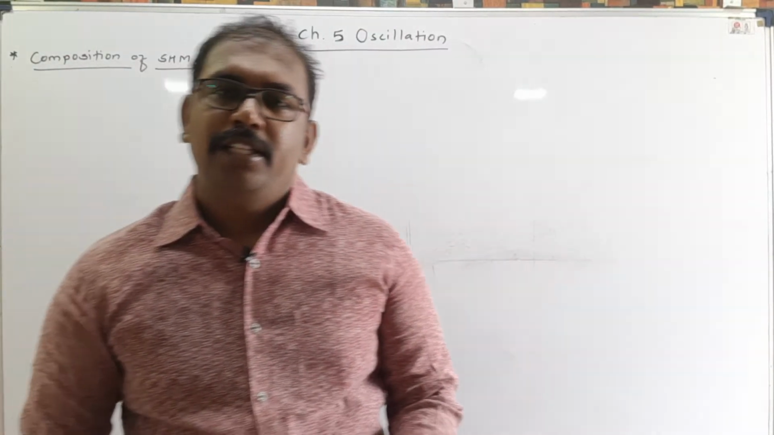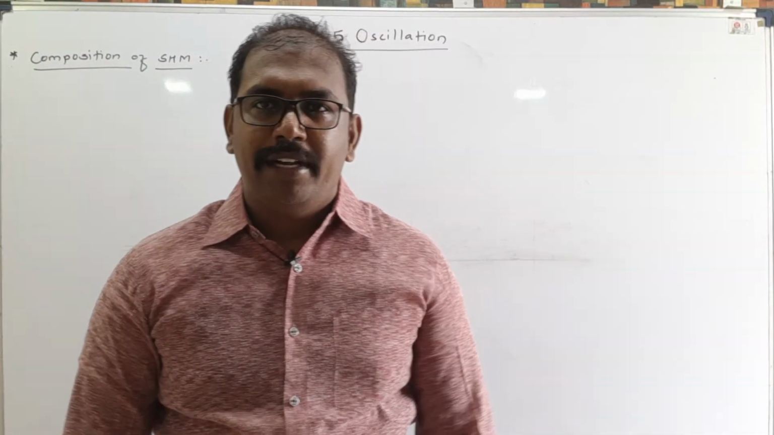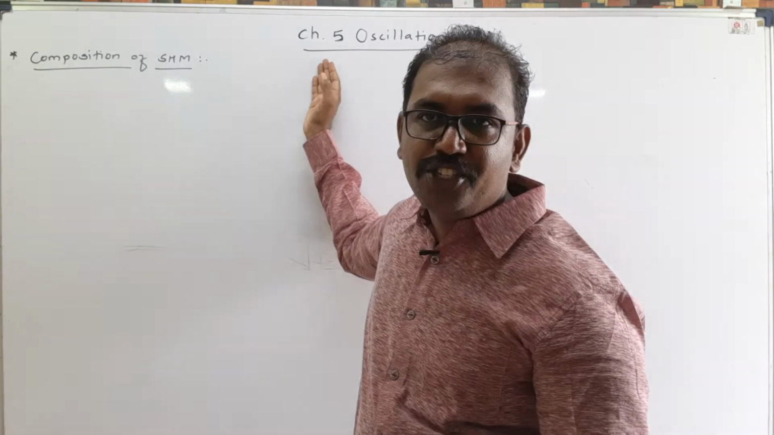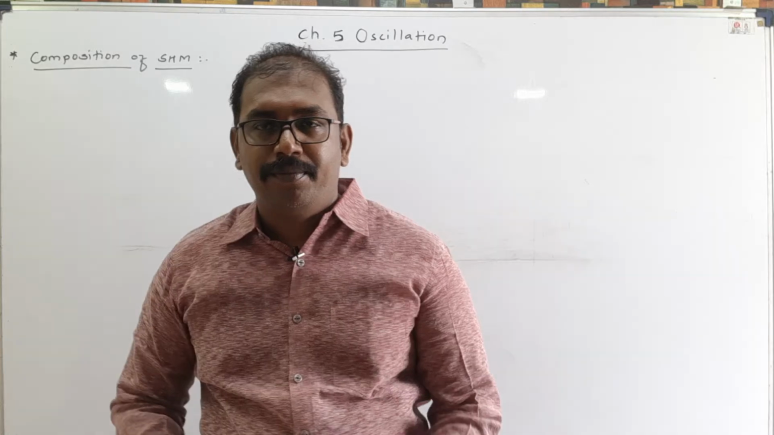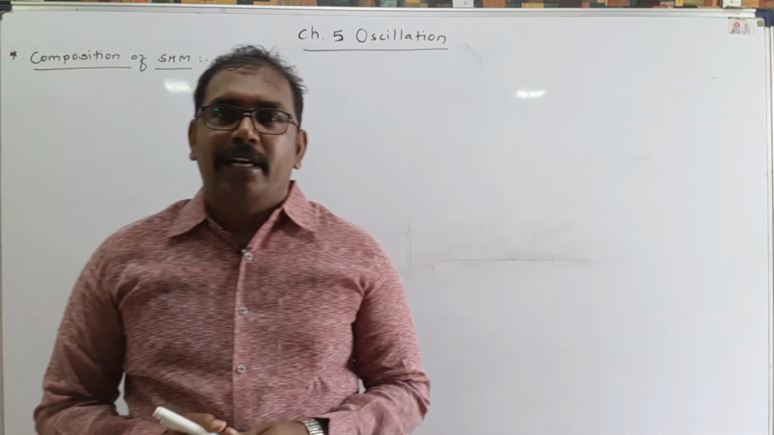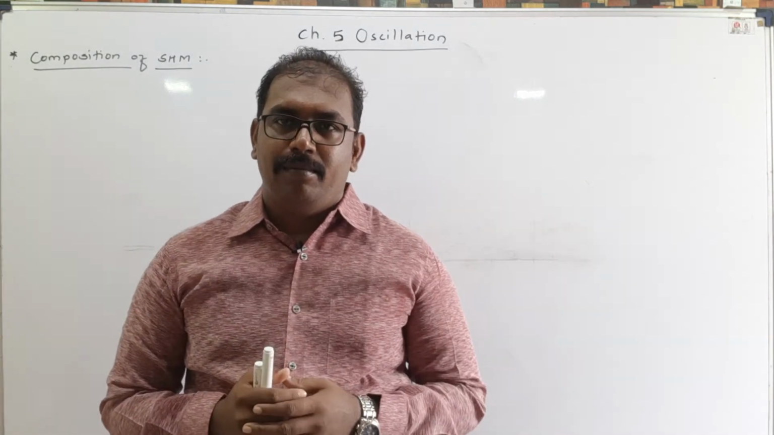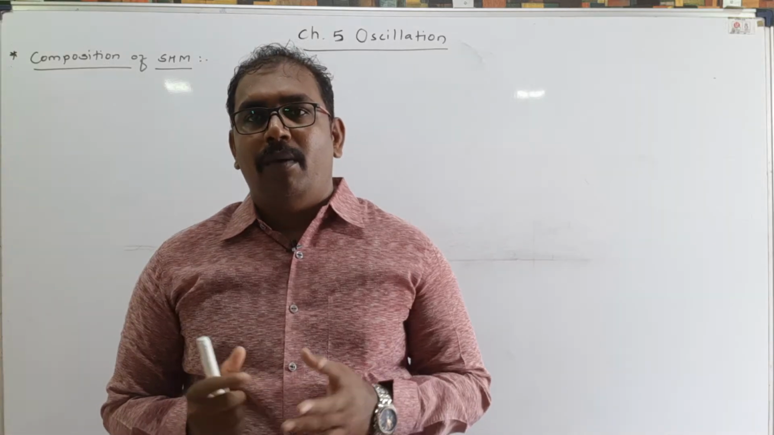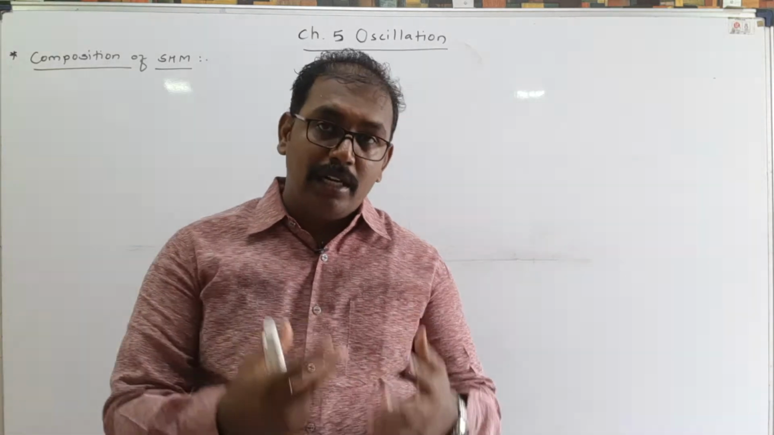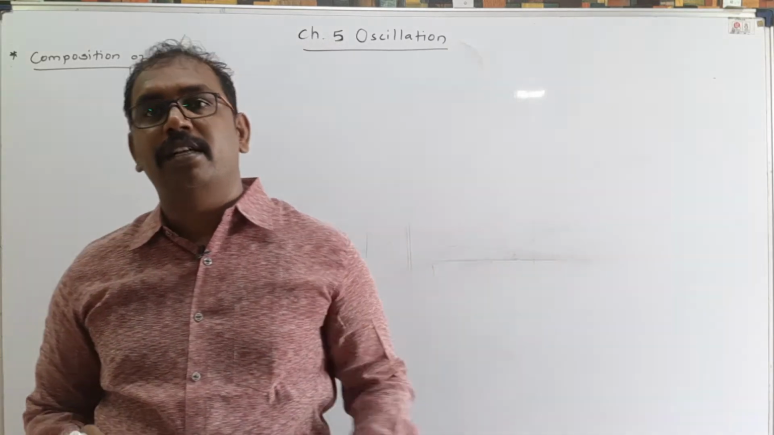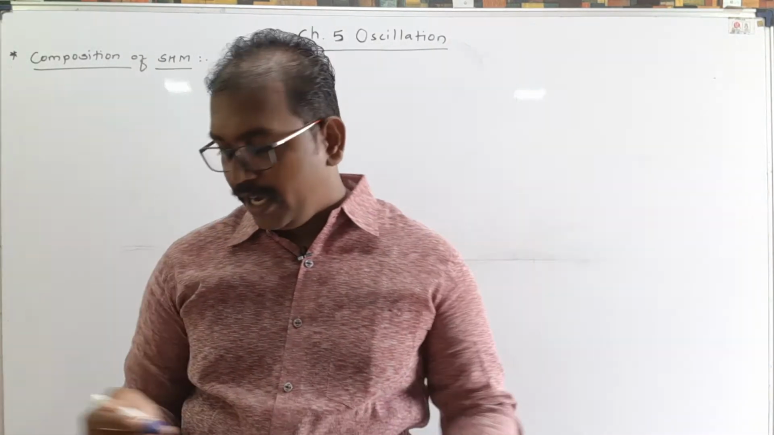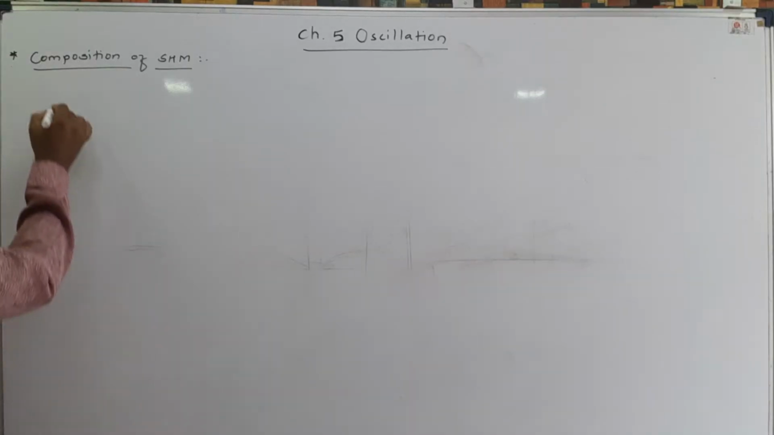Hello everyone. In this session, we start a new article from chapter 5, Oscillation, and this article is Composition of SHM. Now, in this article, when we are considering two SHM, we have to obtain the resultant displacement, the resultant amplitude, and the resultant phase. These things we have to obtain.